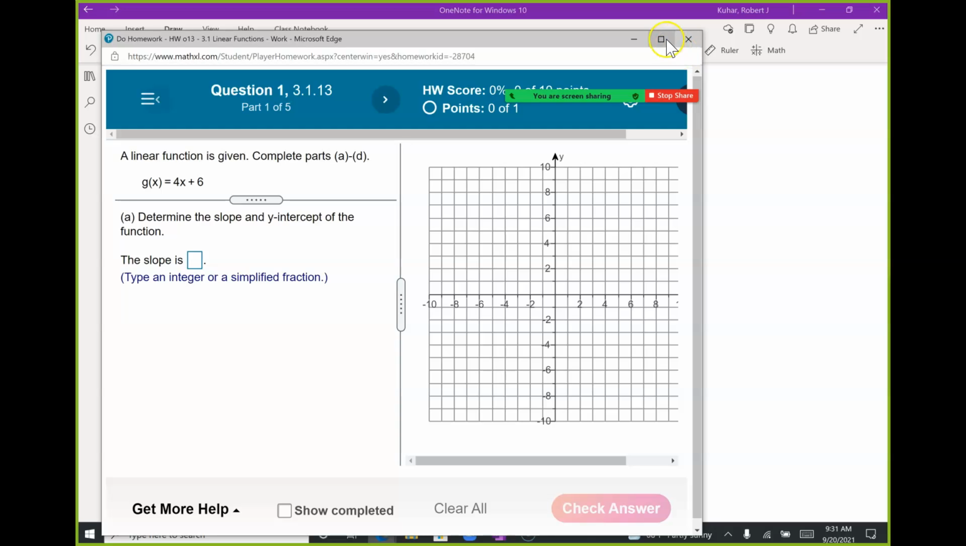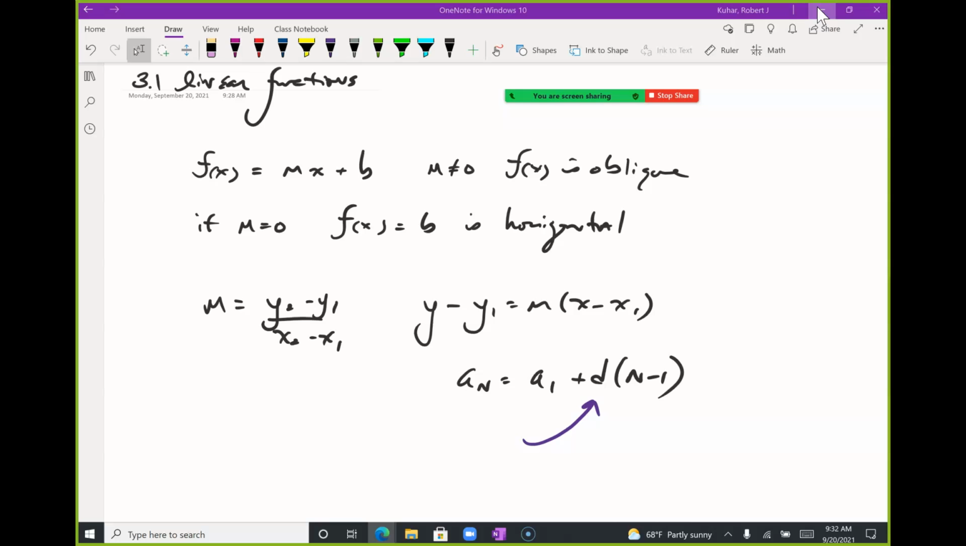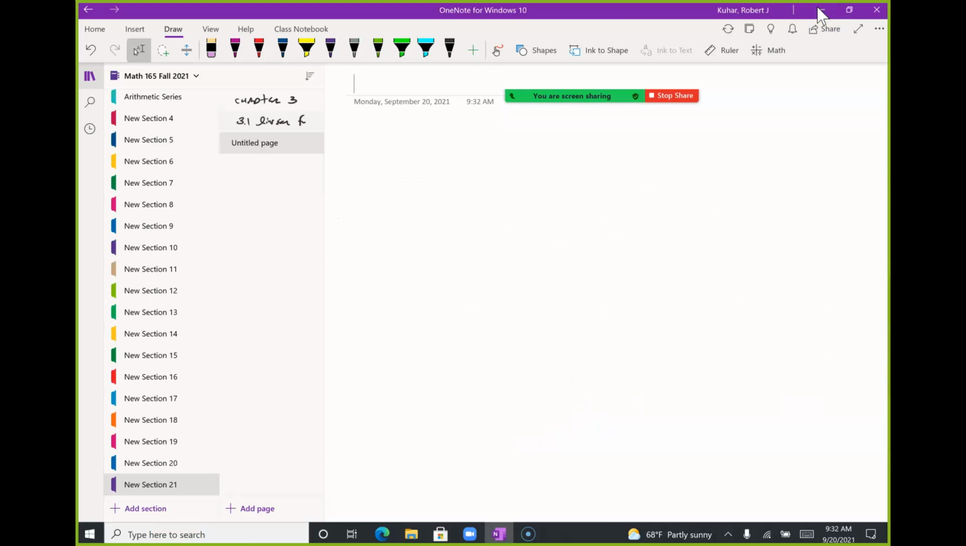Nice. So first question is I give you a linear function. Find me the slope. Find me the intercept. Verify a point on there. Graph the function. So I got y equals 4x plus 6. This is homework 13, number 1.